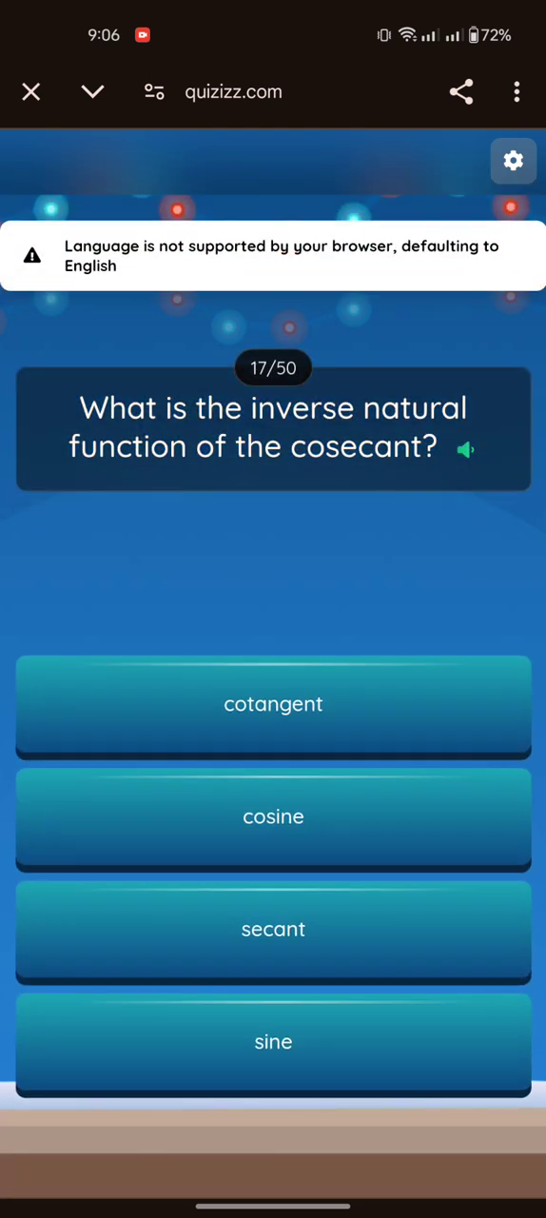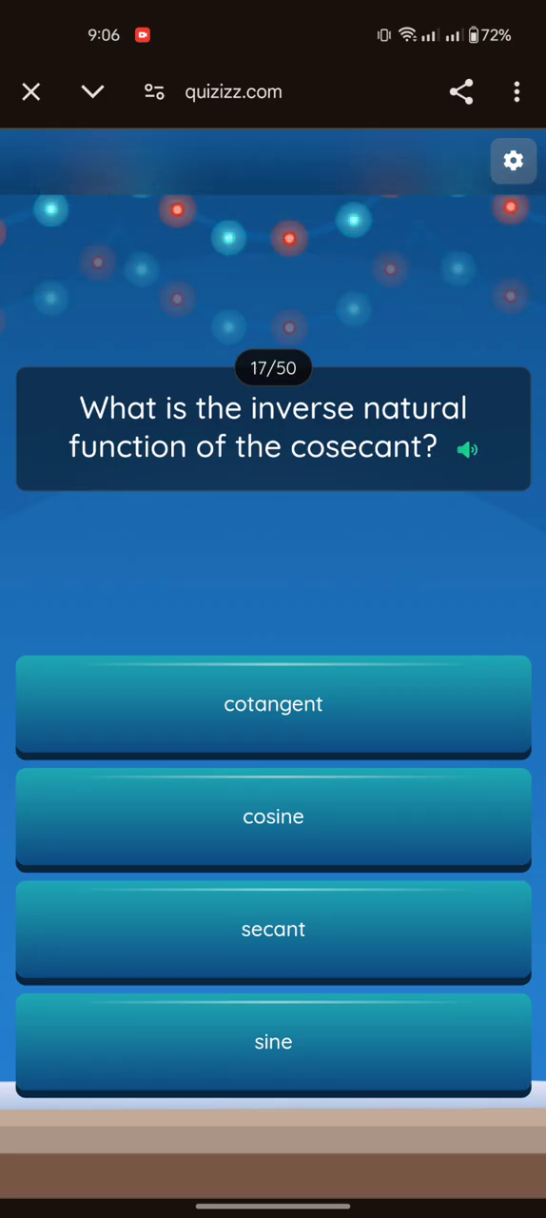Question. What is the inverse natural function of the cosecant? Option 1 cotangent. Option 2 cosine. Option 3 secant. Option 4 sine.